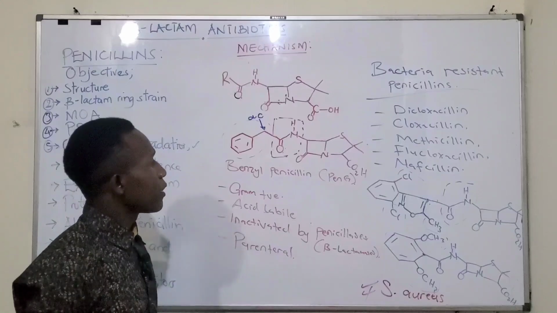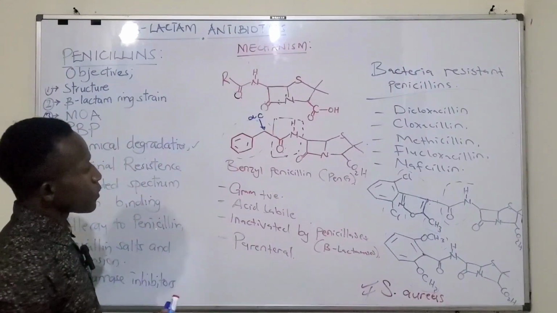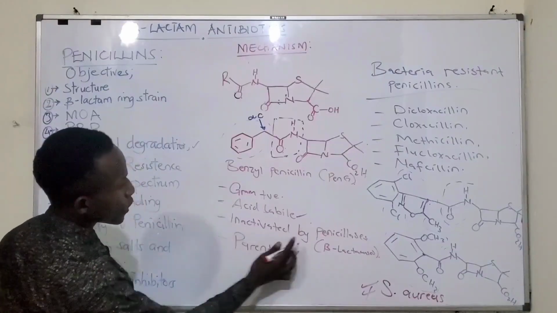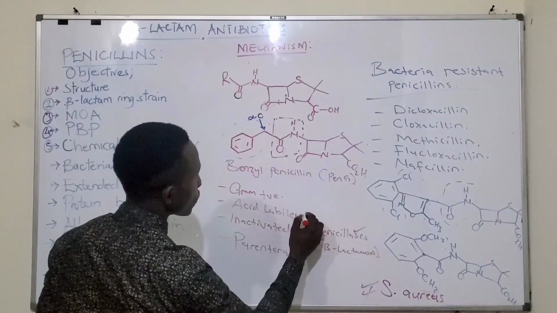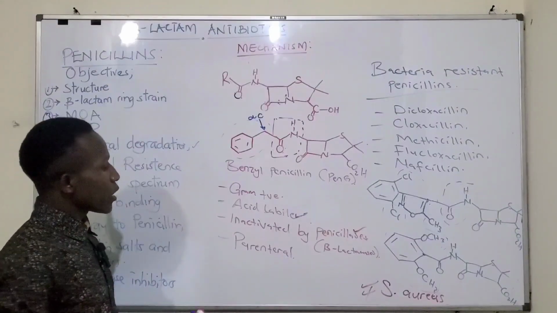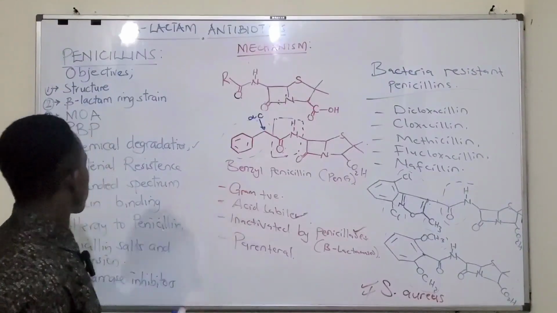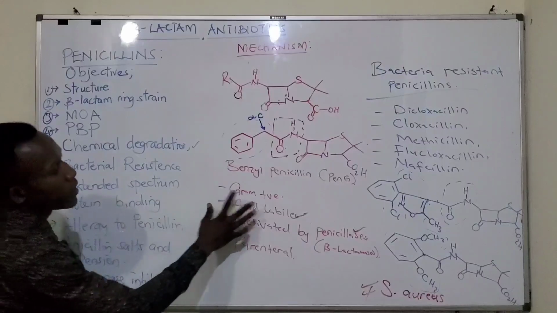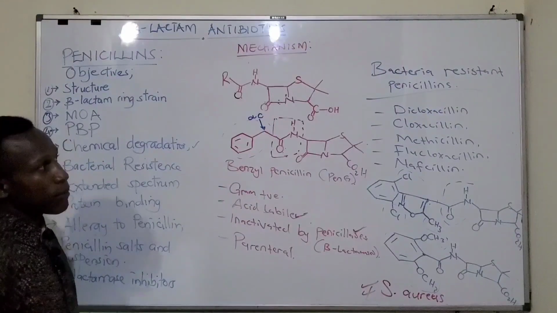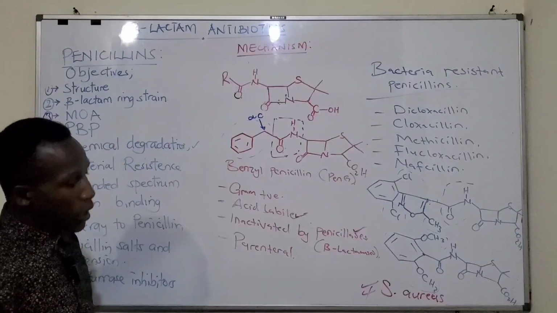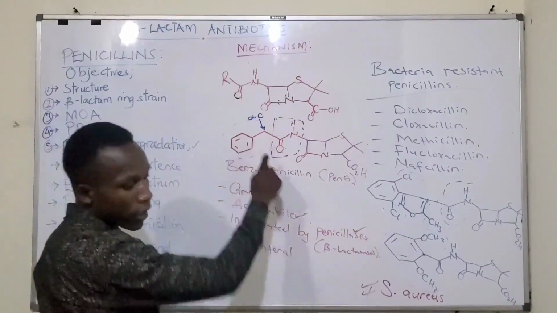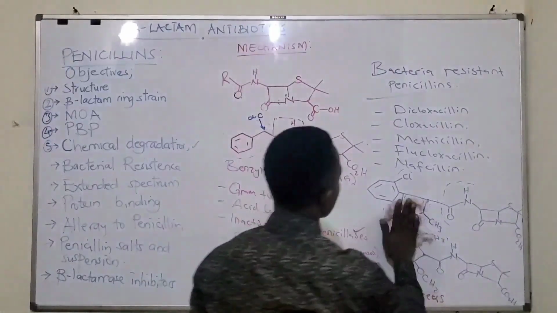Now this one is done. Then inactivation by penicillinases is also done. So how can we extend the activity, extend the spectrum, so that this penicillin can also act on gram-negative bacteria? How can it be done? Again, we shall alter the alpha carbon. So let's see.